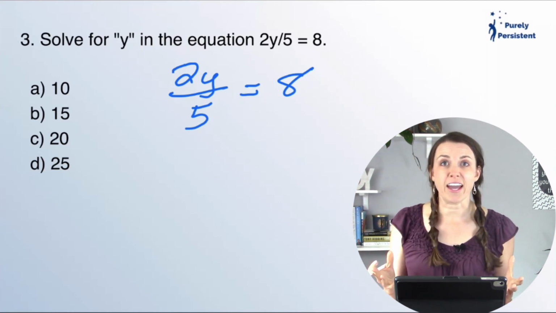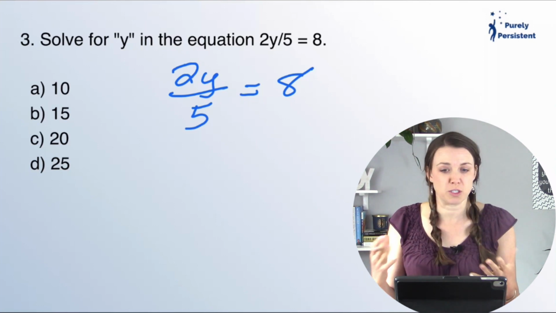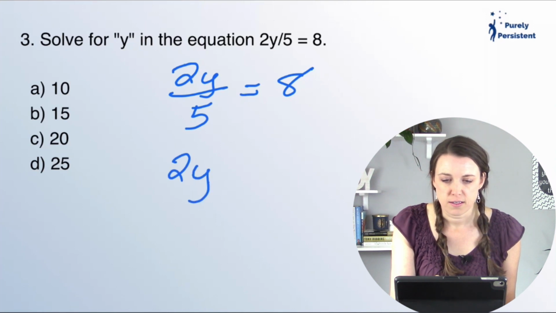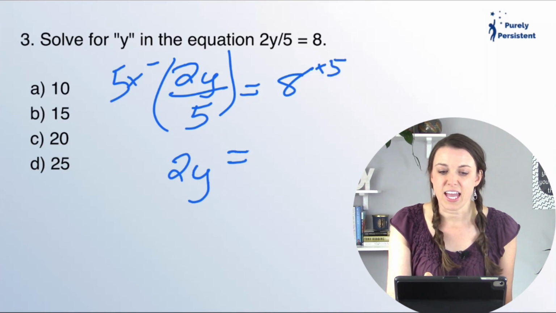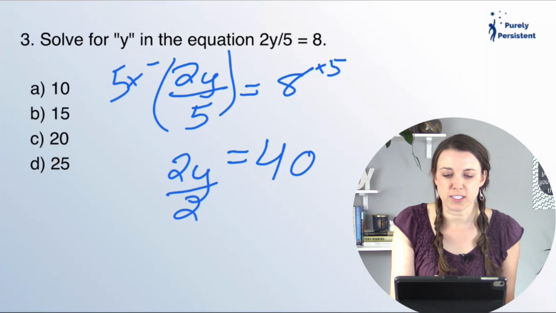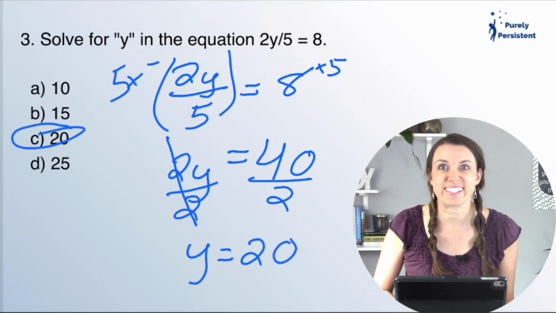So to get rid of the 5, I need to multiply, because right now it's divided. The opposite of division is multiplication. So I'm going to have 2y equals, so I'm going to multiply by 5, and I have 40 because 8 times 5 is 40. So 2y equals 40, and now divide both sides by 2. That cancels out, and I'm left with y equals 20. So C is my answer.